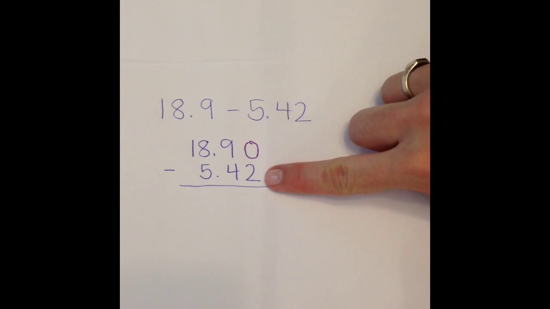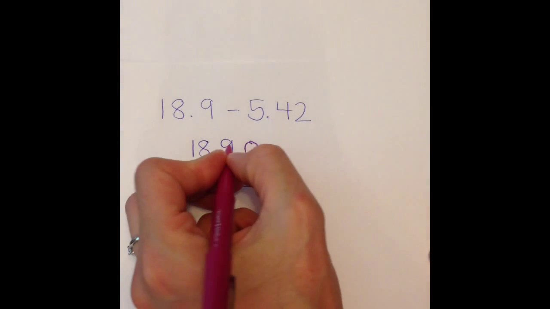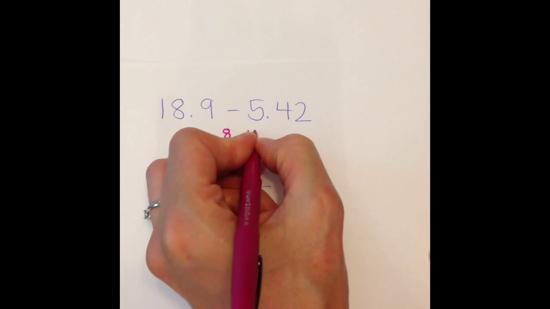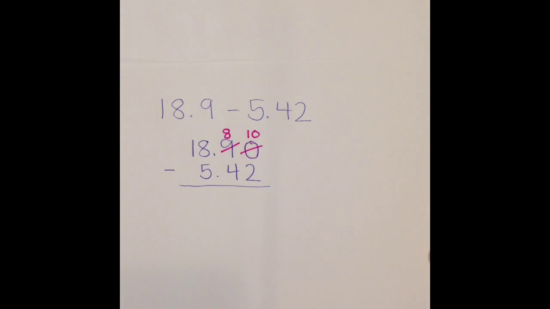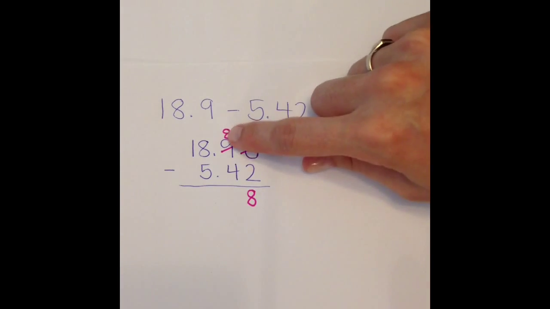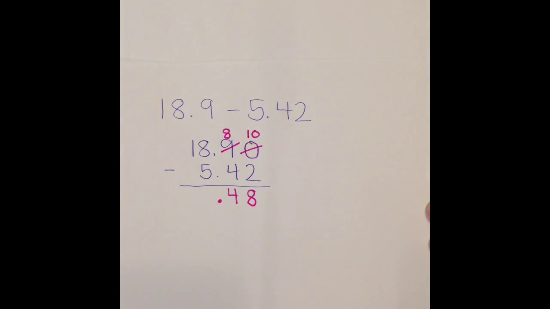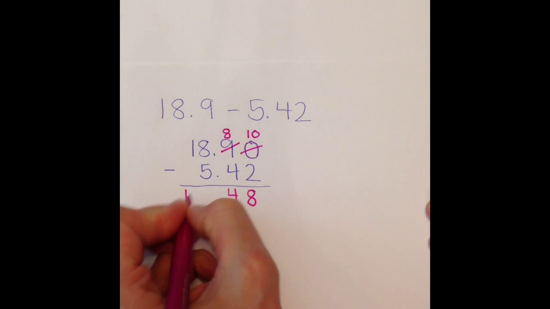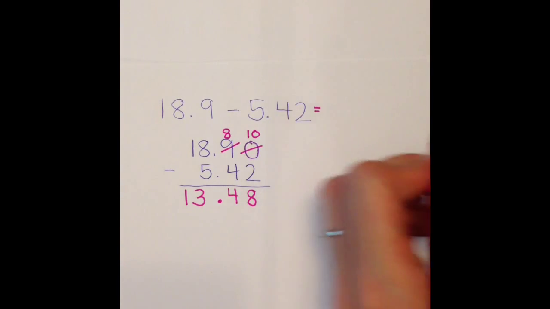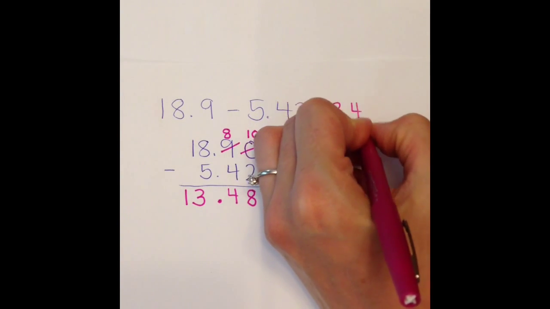I cannot do 0 subtract 2, so I'm going to regroup from the 9 that's in the tens place. So the 9 becomes 8/10, and the 0 becomes 10. Now I can do 10 subtract 2 to give me 8. 8 subtract 4 is 4. Don't forget your decimal. 18 subtract 5 gives me 13. So the difference of 18 and 9/10 and 5 and 42 hundredths is 13 and 48 hundredths.